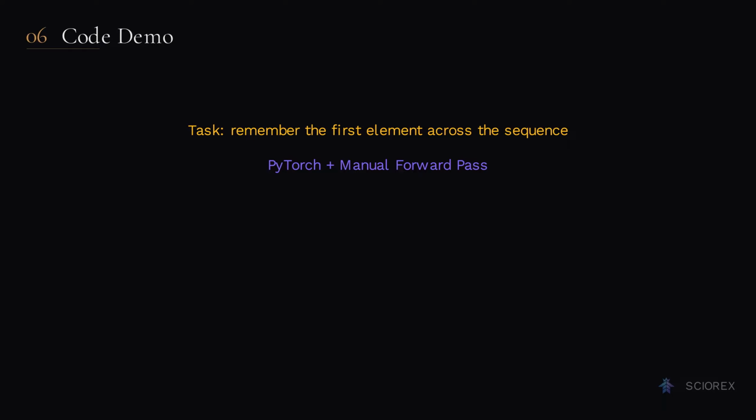We will use PyTorch, the same framework we introduced in episode 4, so we can use Autograd for training instead of computing gradients by hand. But we will write the RNN forward pass ourselves so you can see exactly what happens at each time step.